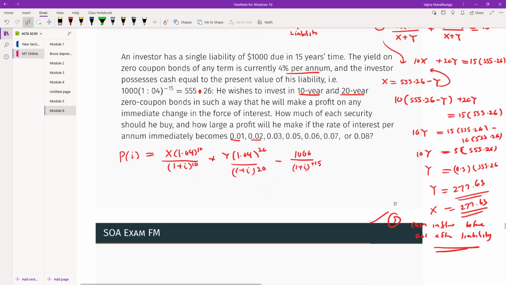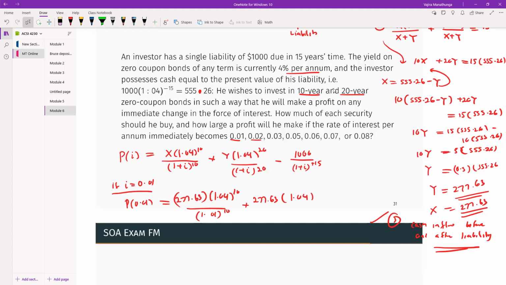So now if the rate is, let's say, i equals 0.01, what would happen? I know X and Y both have the same value, so I can type that. 1.01 to the 10. 1000 divided by 1.01 to the 15. So let's see what the outcome would be. What would be the new price?